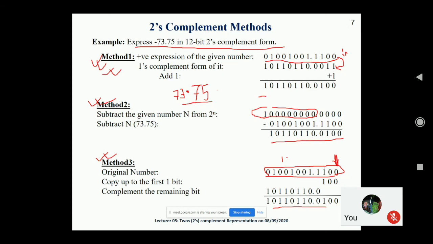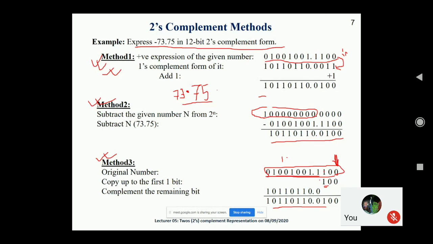Now when we are going from LSB to the MSB, the third bit is 1, so 1 is encountered. What happens when 1 is encountered? We copy down this one as it is. We are not complementing this one. Remember, when the first 1 bit is encountered, we just copy it down as it is. But the remaining bits we are complementing.